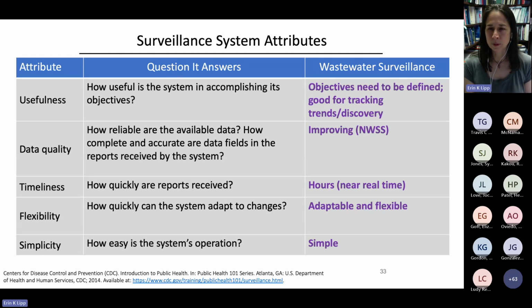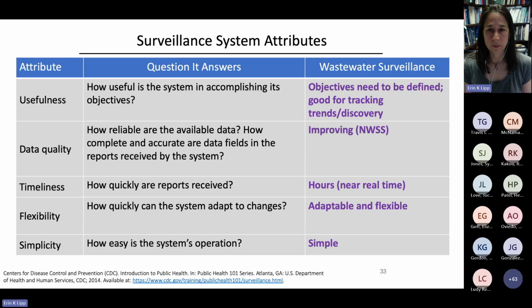This is something that's improving as we have more and more labs working on wastewater surveillance, as we have organizations like the National Wastewater Surveillance System coming into place. We're getting better and better at making sure that the data can be shared across geographic areas and across labs in a way that's helpful and comparable. Timeliness: how quickly are reports received? I think this is one of the big advantages of wastewater surveillance, is it can be very, very rapid. Flexibility. Again, this is another advantage.